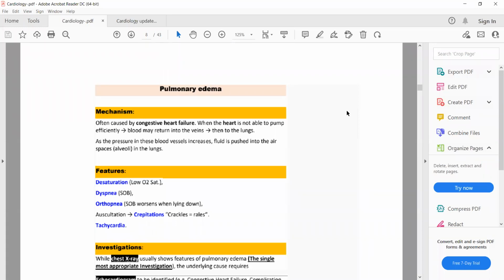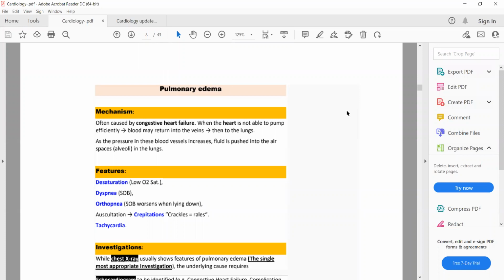So the second immediate complication of the MI is decompensated heart failure, which can manifest as pulmonary edema. Now, the features of pulmonary edema are shortness of breath and orthopnea, and on examination, there will be crackles or crepitations. Now, which investigation can be done to diagnose pulmonary edema? The most important initial investigation for the diagnosis of pulmonary edema is chest X-ray.